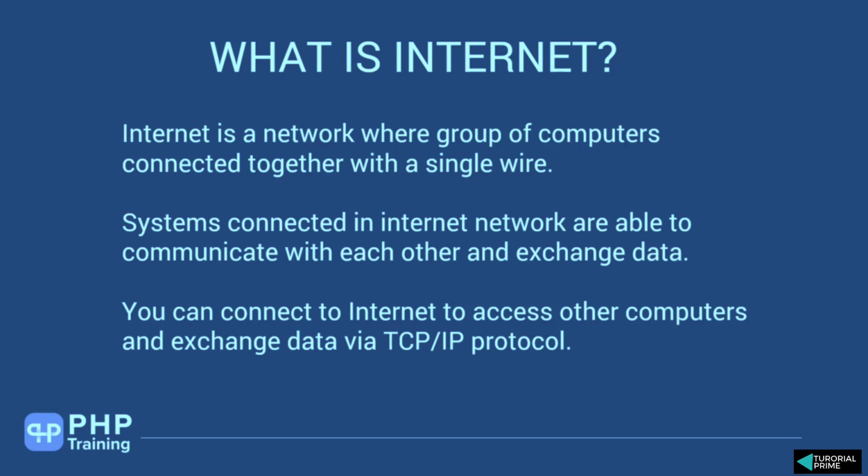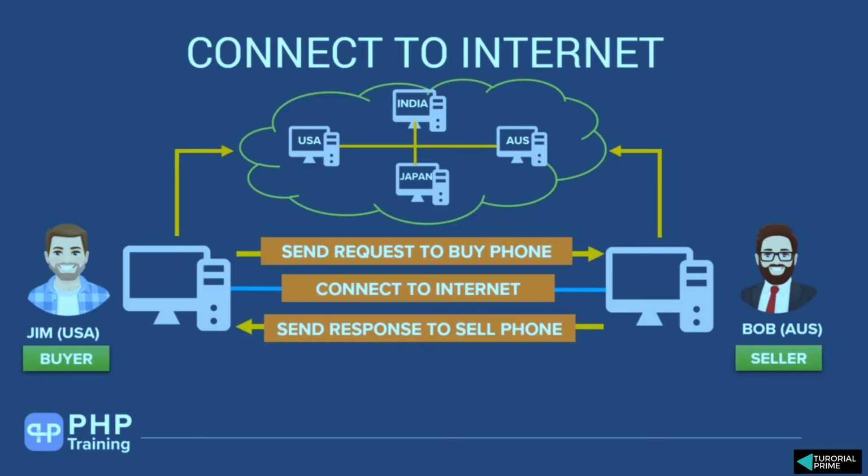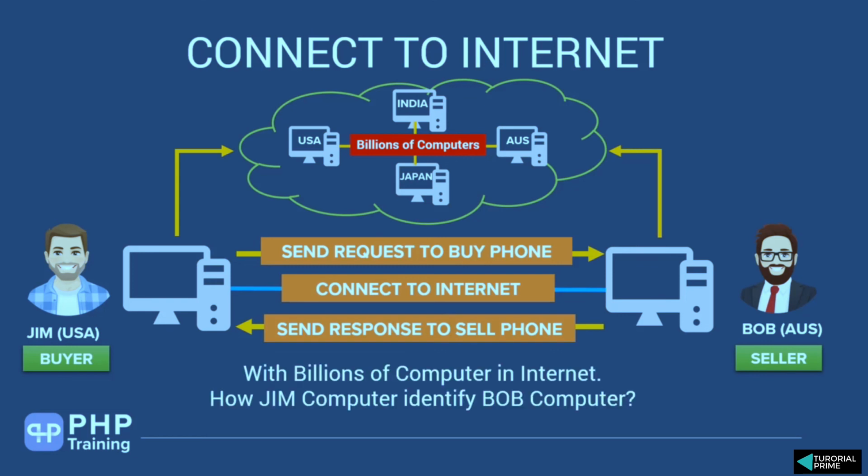So let's understand whether we have really solved Jim and Bob's problem. We have seen Jim can now connect to the internet, Bob can connect to the internet, everything is fine. They can find each other and connect. But there's one problem. There are billions of computers on the internet. With billions of computers, how can Jim's computer uniquely identify that this is Bob's computer, so let me send a request to buy the phone? The internet is a place where you can connect to all the computers, but how do you identify a specific computer on the internet? That's the challenge: how can Jim's computer identify Bob's computer?